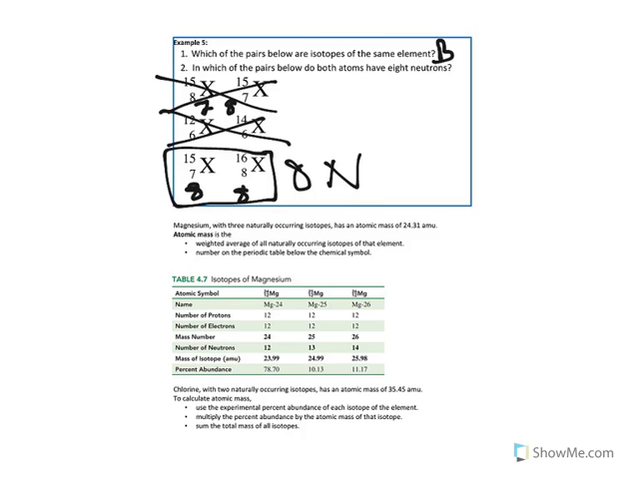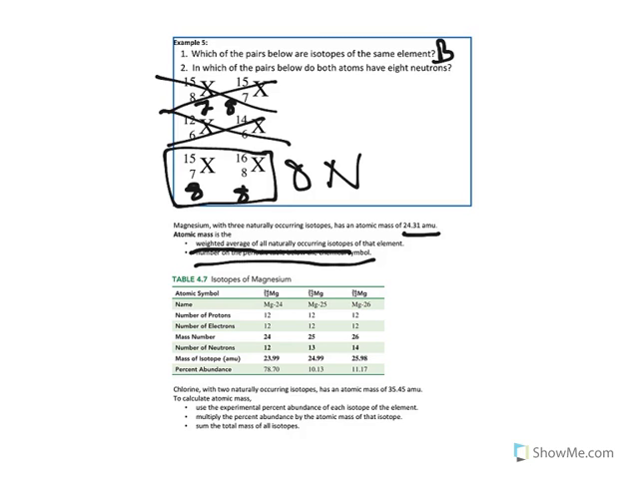Let's talk a little bit more about isotopes. Magnesium has 3 naturally occurring isotopes. The average atomic mass of magnesium is 24.31 atomic mass units. So again, this is the number that you find on the periodic table. It is the weighted average of all naturally occurring isotopes of that element, and it is the number on the periodic table below the chemical symbol. Okay, so again, weighted average.